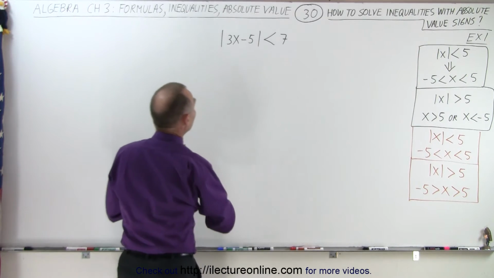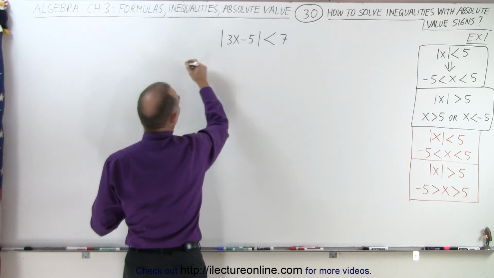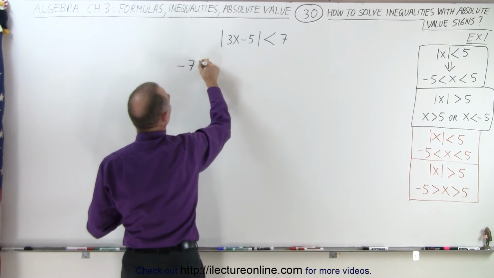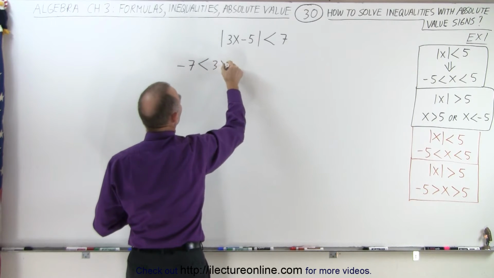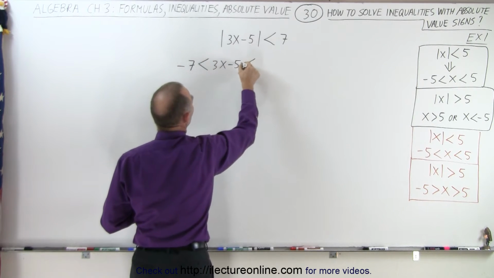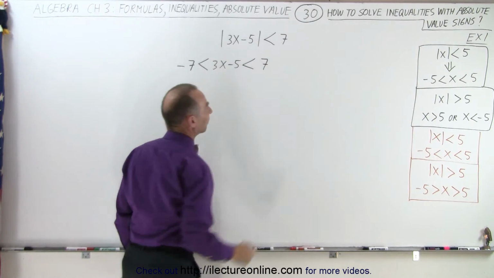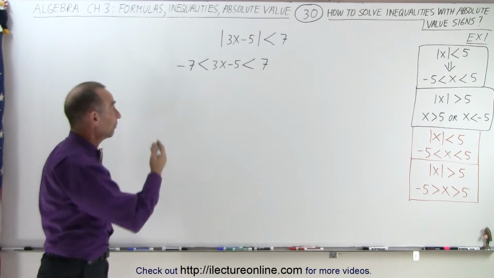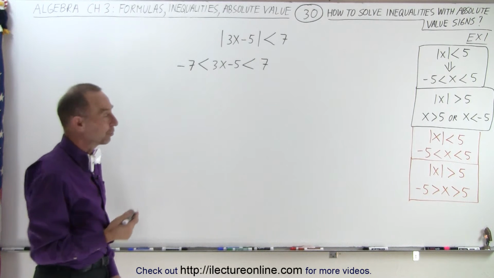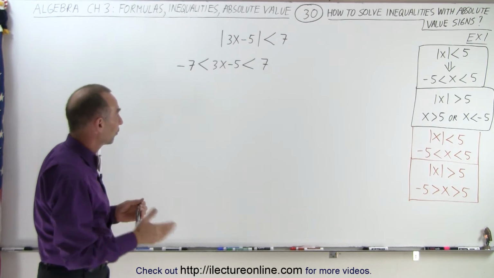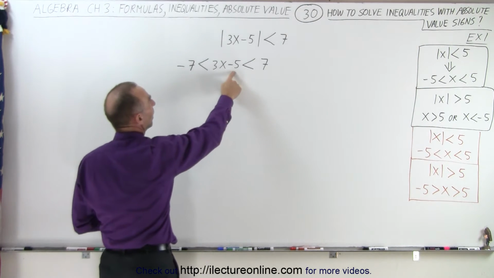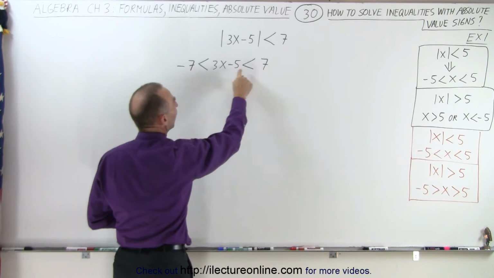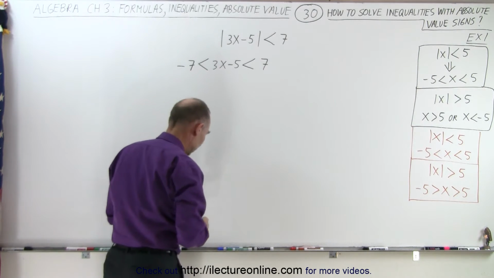So what we can then say is that negative 7 must therefore be smaller than 3x minus 5, which must then be smaller than a positive 7. And now we have it in a format that we can easily solve the way we solved it before. The first thing we need to do is get rid of the negative 5, so we're going to add a positive 5 to all three parts of that inequality.